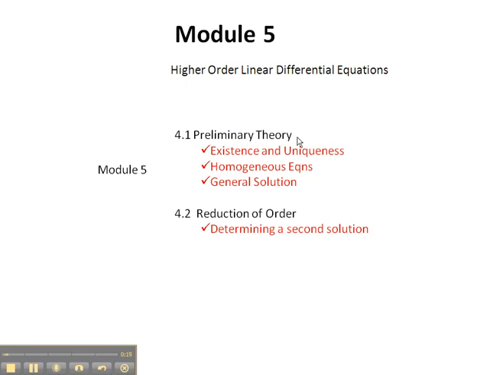The first thing we're going to look at is the preliminary theory, and we're going to look at when we know that we have existence and uniqueness. We'll look at what we term homogeneous equations, and then what we're trying to get to is a general solution. And I'll go a little bit over those things. And then in section 4.2, we'll talk about reduction of order. There, what we're doing is, if we have one solution, how can we get a second one?